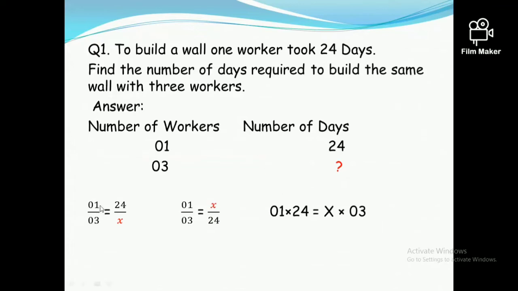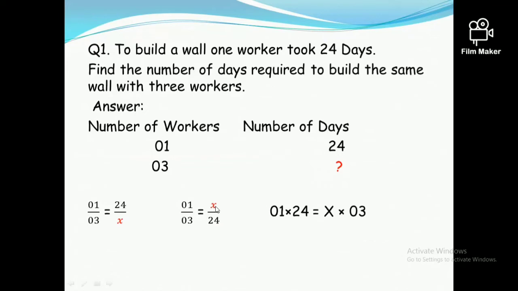Initially, we set it up the same way as with direct proportion. For one worker, 24 days. For 3 workers, how many days? But there is a slight difference we have to make. What is that? In direct proportion, we just cross multiply straightforward and got the answer. But in inverse proportion, we make another change prior to that. We just turn one of the sides upside down. You can change it here or here, it doesn't matter. I prefer to swap the numerator and denominator over here.